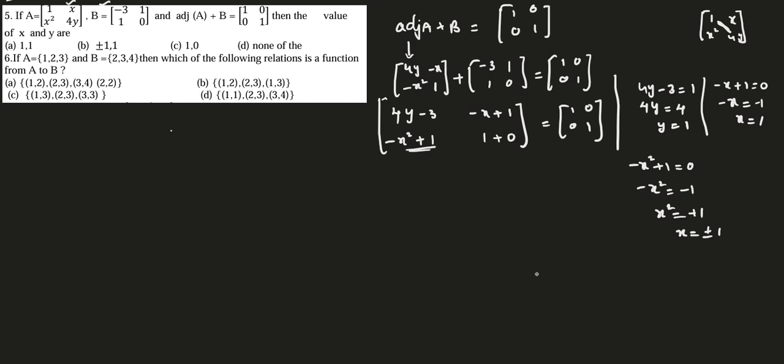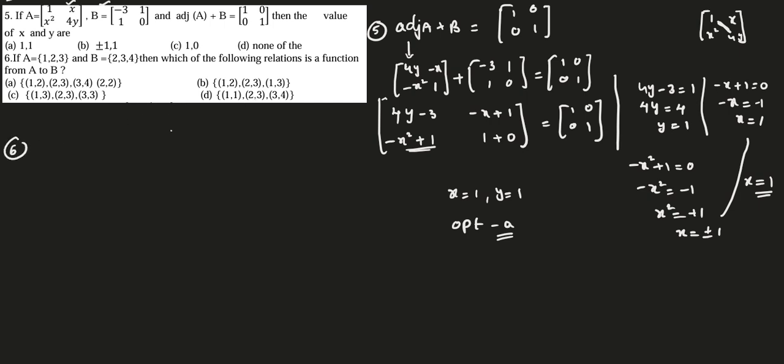Children, remember one thing. Here we have two sets of x values. In these, the common value is 1 only. So you have to take x equal to 1 alone. So x equal to 1 and y equal to 1 will be our answer. So option A will be our answer. Clear? Now coming to question number 6.